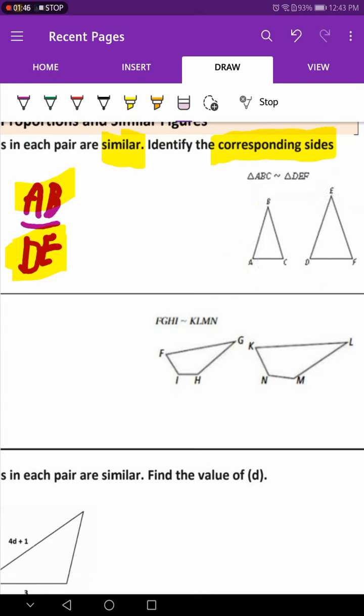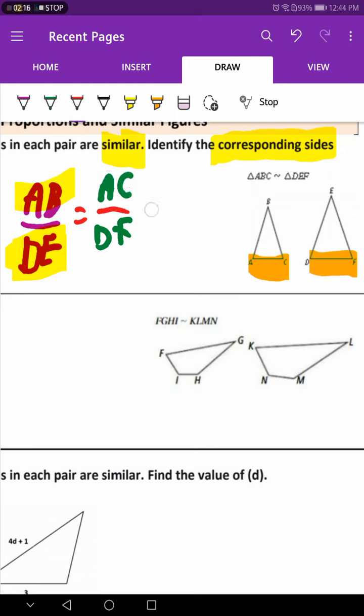Great. Now the second side, the order doesn't matter, yes. AC over DF, or corresponding with DF. So this ratio must equal AC over DF. Okay, so AC and DF are corresponding. Okay, my dear student.